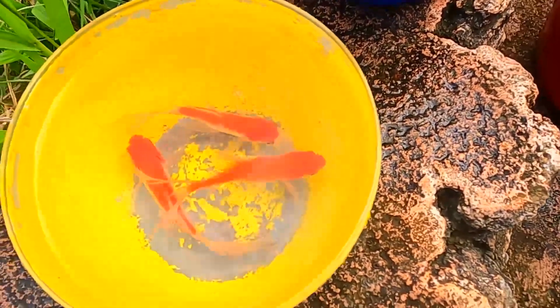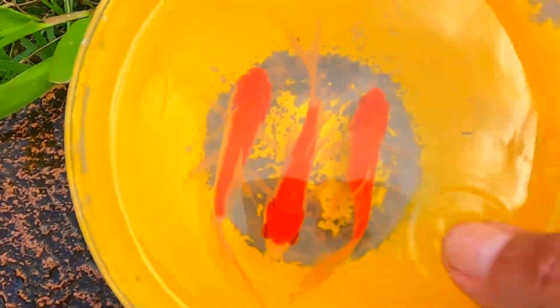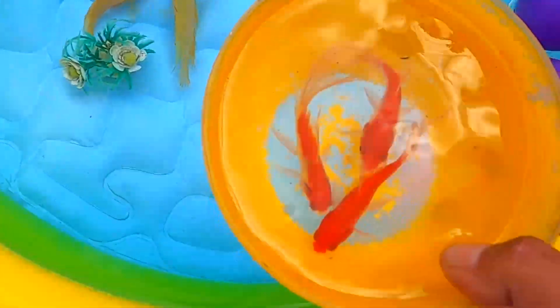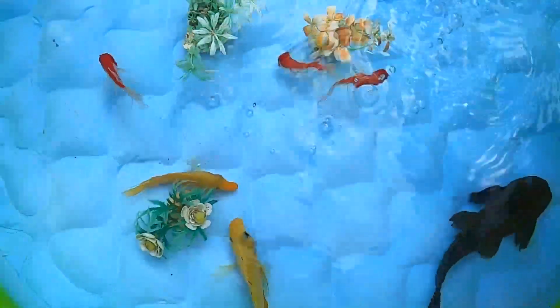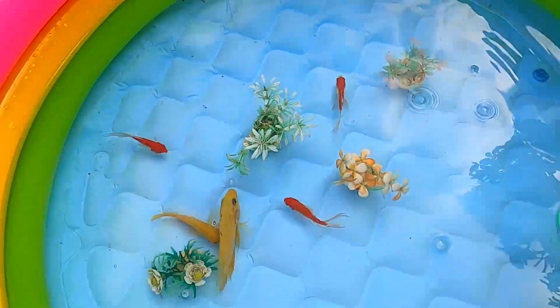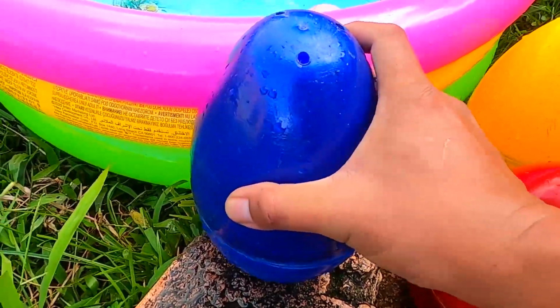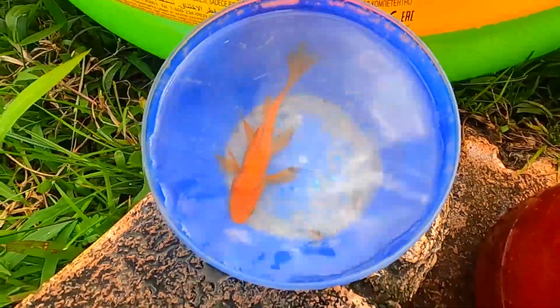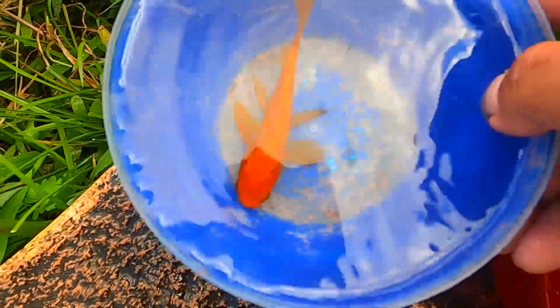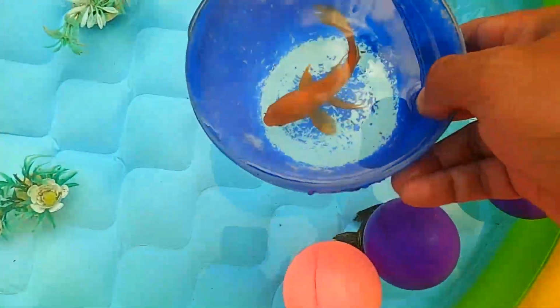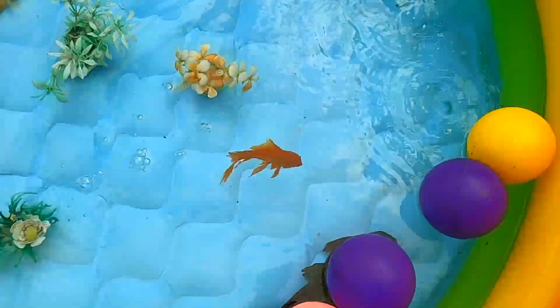Look at this. It is a comb fish. Look at this. It is a comb fish. Goodbye.